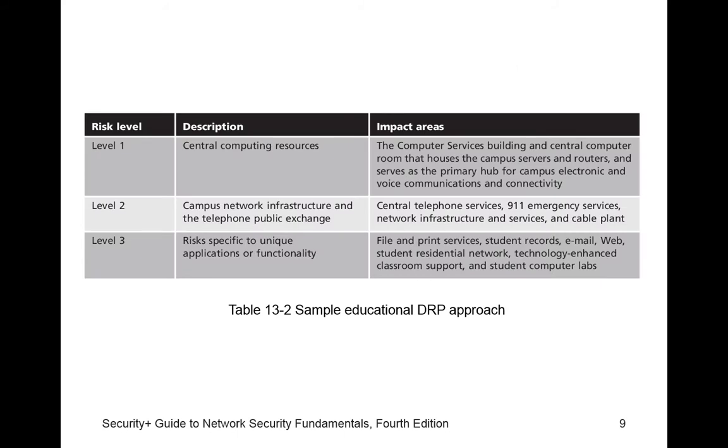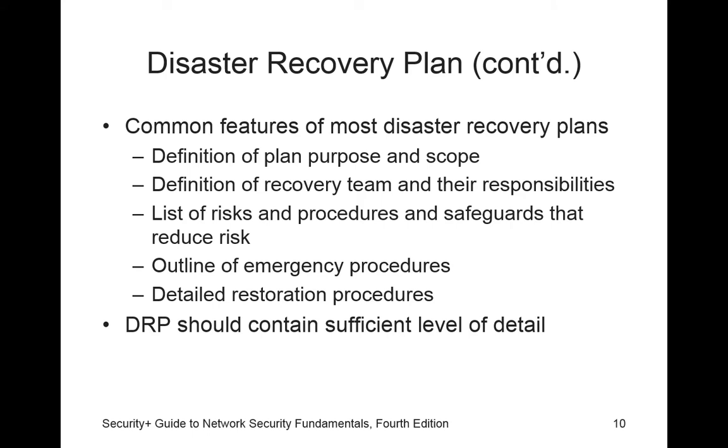Okay, there are 3 different types of levels. You have level 1 risk level, which is just central computing, not a real big deal. Risk 2 is your campus infrastructure, your 911s, your cable plant. It's a little more severe, right? And level 3 is catastrophic. Or, I'm sorry, I got them backwards. Level 1 is catastrophic. Level 3 is pretty minimal. Okay, so reverse the numbers, keep the chart.